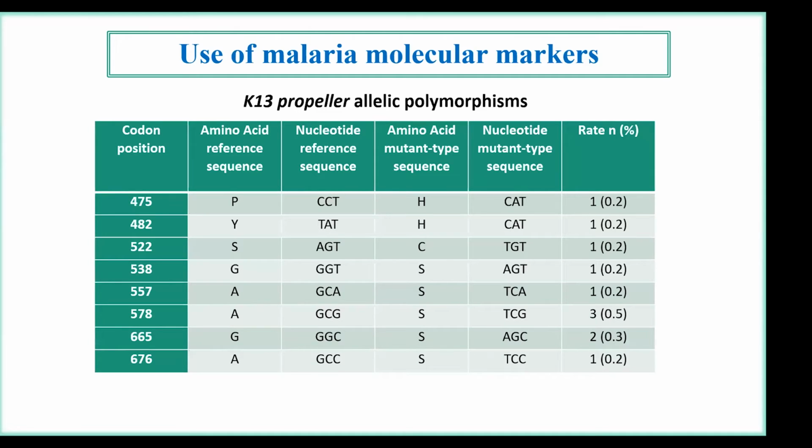And here you can see the results about the K13 propeller allelic polymorphism, with very few cases of mutant, I mean non-synonymous mutation, but the most prevalent is the mutation in position 578, as previously described in Africa. Next slide.